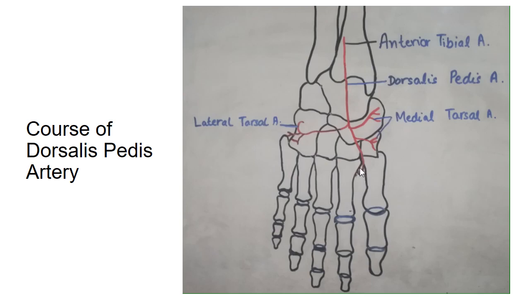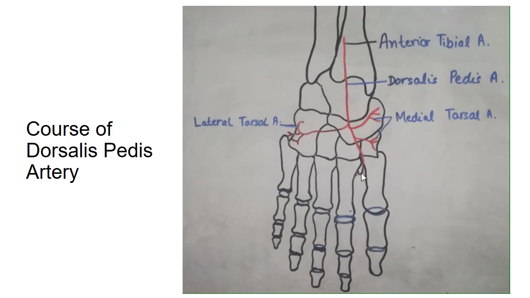At the proximal end of the first intermetatarsal space, this dorsalis pedis artery gives off a branch which is known as the first dorsal metatarsal artery. We'll talk about this artery in a while.